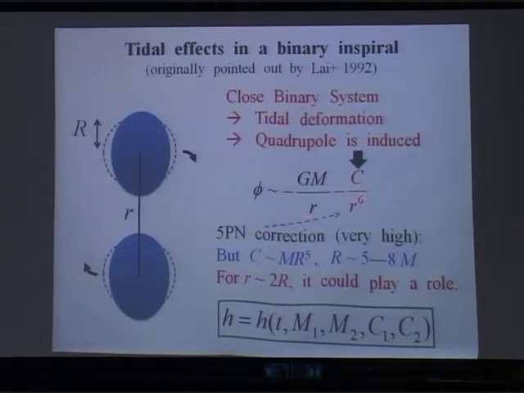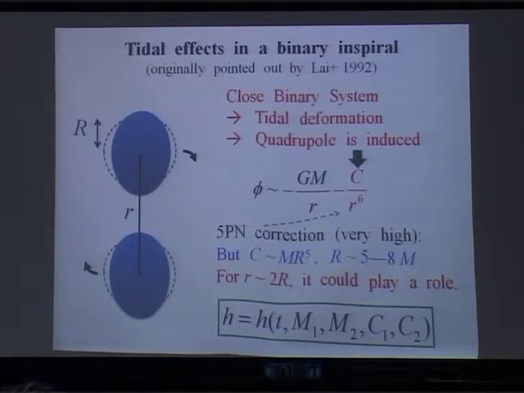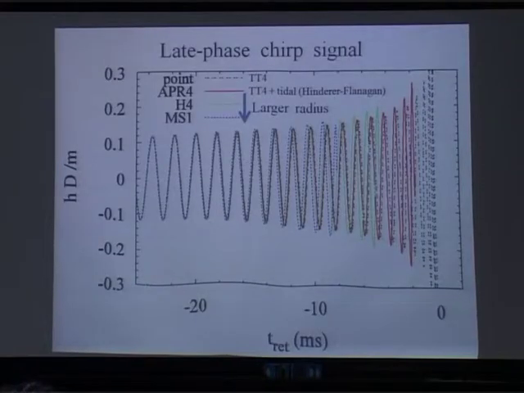So as a result, tidal deformation affects the evolution of the orbital motion of the binary system. As a result, gravitational waveforms are modified. This is an example of such a modification. Here I show the gravitational waveform using a Taylor-T4 approximant. This is the black line, and the remaining three lines show the gravitational waves in which tidal effects are included.